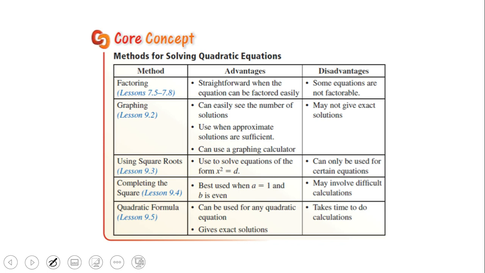So one important thing here is we've talked about the different methods for solving quadratic equations. We did factoring. That was one of the most important things you'll learn in Algebra 1 is factoring. Then we looked at graphing. Then we looked at using square roots. We didn't do completing the square, so we're going to cross that guy out. And then we did the quadratic formula. So let's talk about some advantages and disadvantages of all of them.